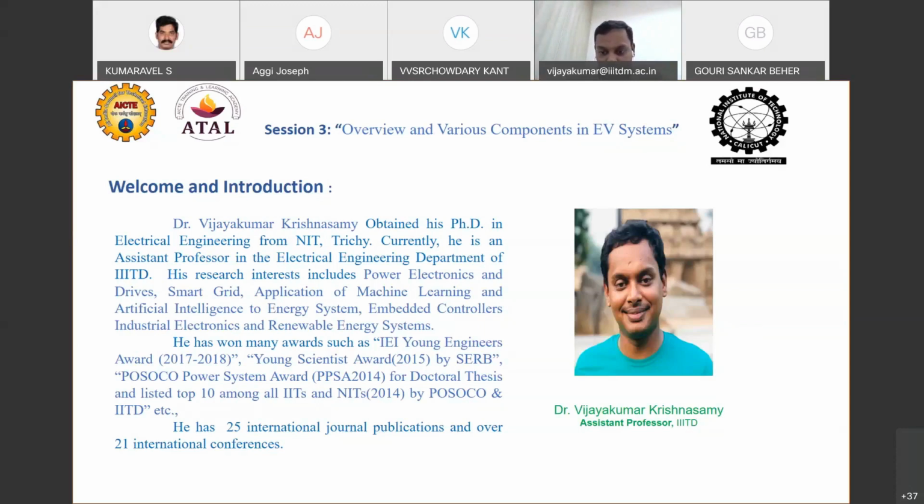He has won many awards, such as the Institution of Engineers Young Engineer Award for the year 2017-18, the Young Scientist Award in the year 2015 by SERB, and the POSOCO Power System Award for his doctoral PhD thesis. I hope he is also the recipient of the Visvesvaraya Young Faculty Research Fellowship. He has published more than 25 international journals and over 21 international conferences. He is going to deliver a lecture on an overview and various components in electric vehicle systems.